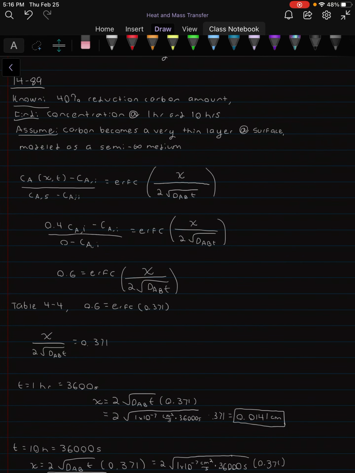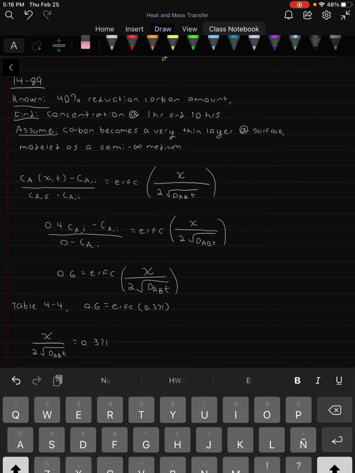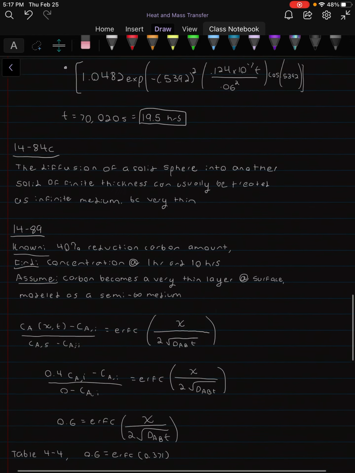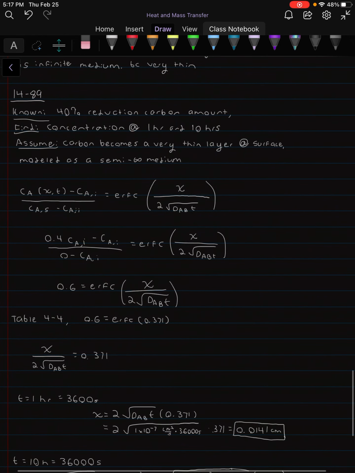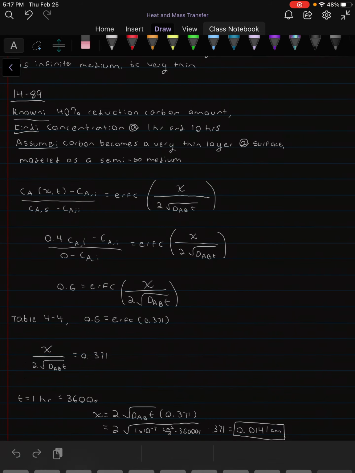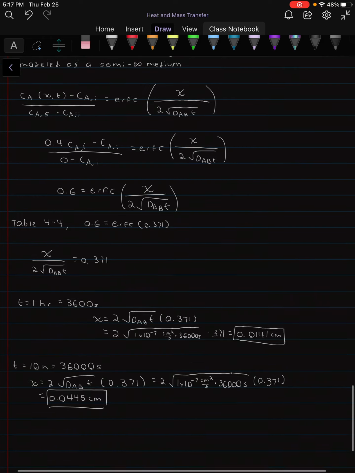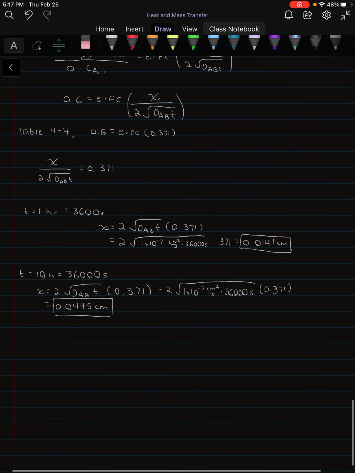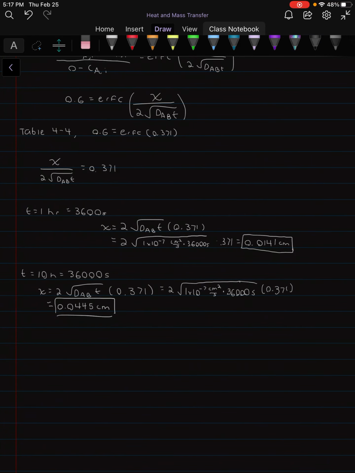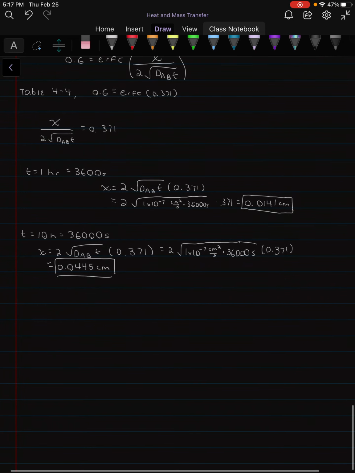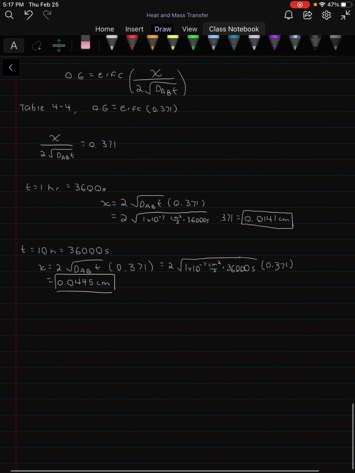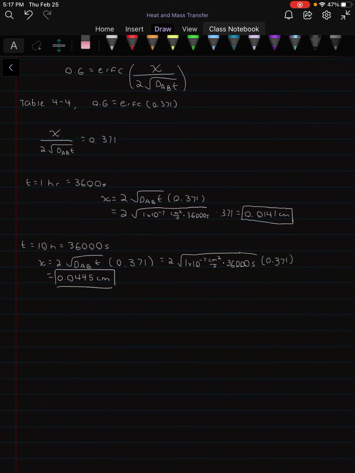For 14-89, there's a 40% reduction of the carbon amount, and we want to find the concentration at 1 hour and 10 hours. So then we use our concentration equation and the error function. So we get erfc of this is equal to 0.6 based on table 4-4, and then x over 2 square root of D_AB t is 0.371. And then to solve for our time, you just want to solve for x, which is on the top at the different times, and you get 0.0141 centimeters for 1 hour and 0.0445 centimeters for 10 hours.